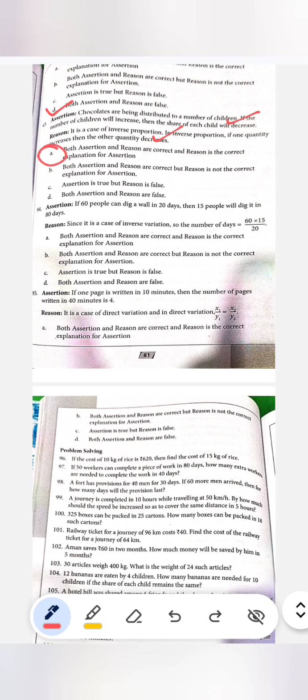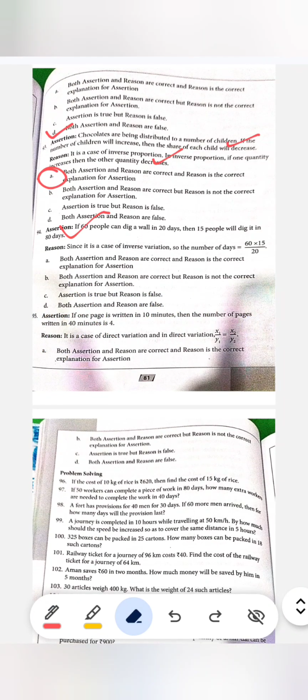Question number 94. If 60 people can dig a well in 20 days, then 15 people will dig it in 80 days. So people and number of days I have already mentioned for a particular work. For the same work, people and days are inversely proportional. So 60 into 20 is equal to 15 into dash. So here 15 fours are, and 4 into 20 is equal to 80. So this one is correct. Assertion is correct.